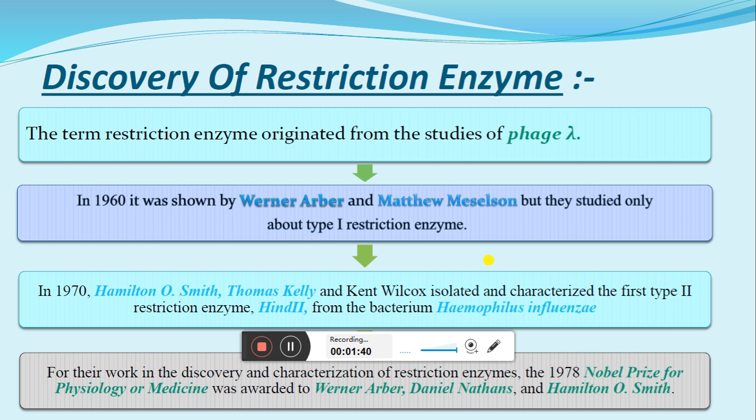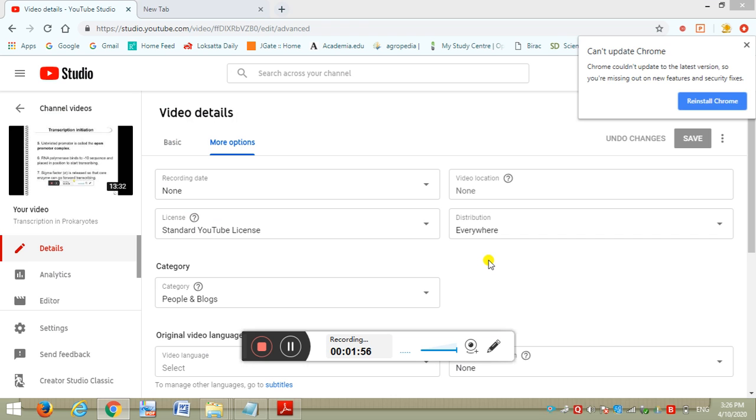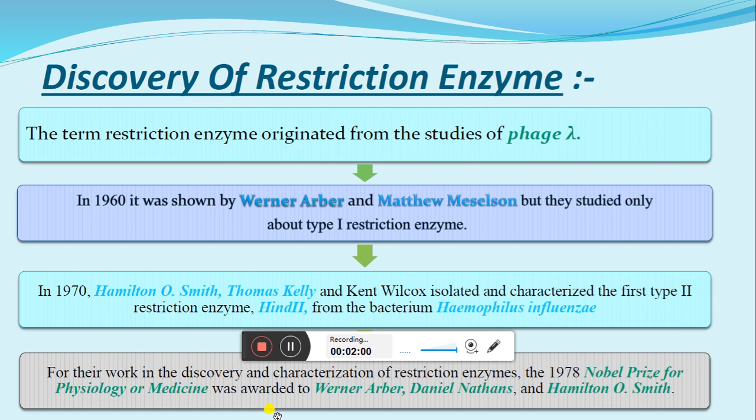Discovery of restriction enzymes. Restriction enzyme originated from the studies of phage lambda. Phage lambda is a bacteriophage. Bacteriophage means a virus which infects the bacteria. In 1960 this was shown by Werner Arber and Matthew Meselson, but they studied only one type of restriction enzyme.